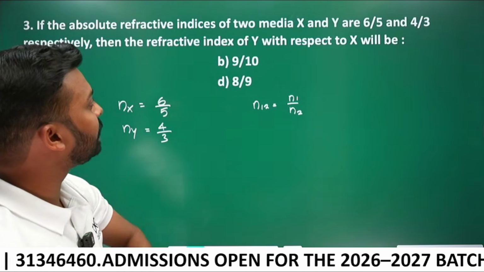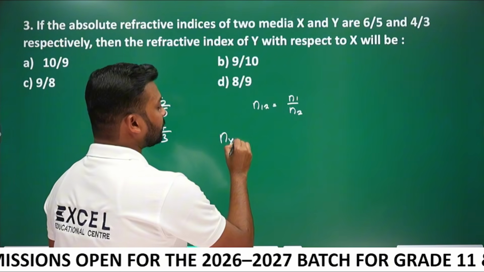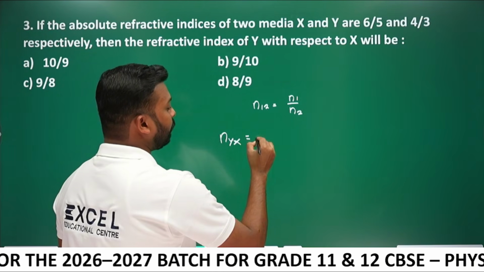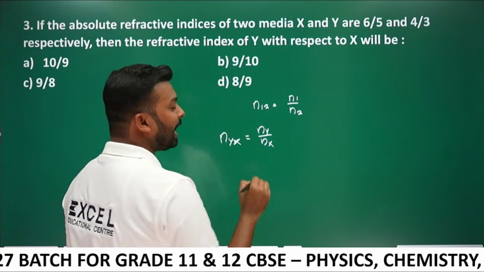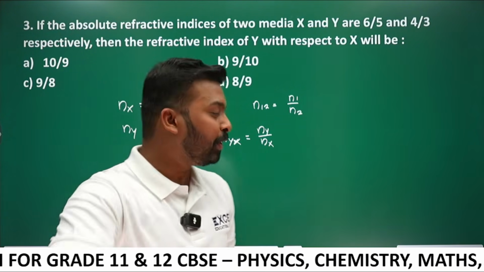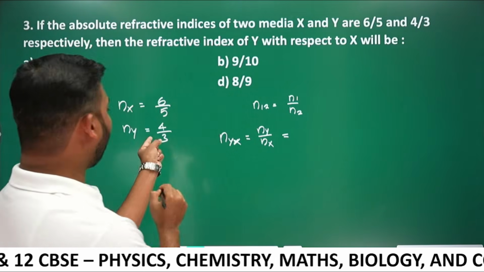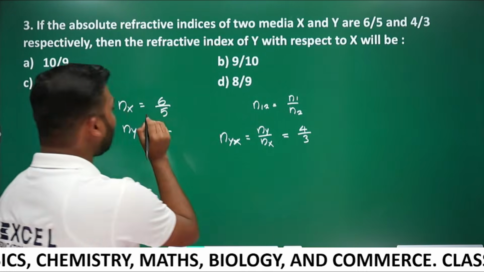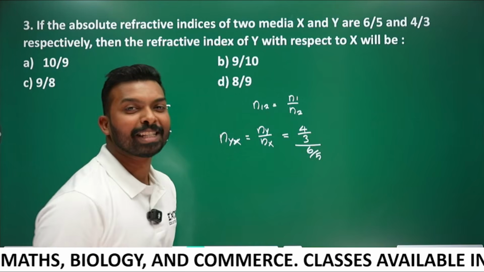Likewise, in this question, you had to find the refractive index of y with respect to x. So it will be Nyx, which is what you have to find. It will be Ny by Nx. So how do you find the answer? What is Ny here? Ny is 4 by 3. And what is Nx? Nx is 6 by 5.